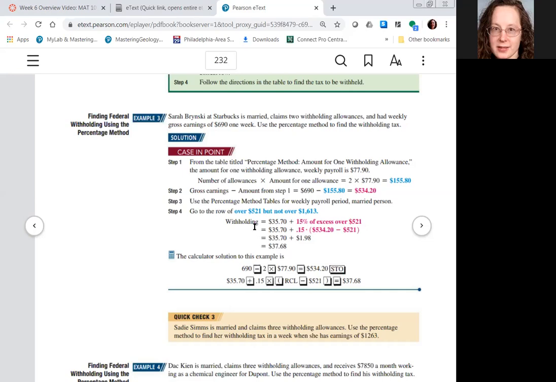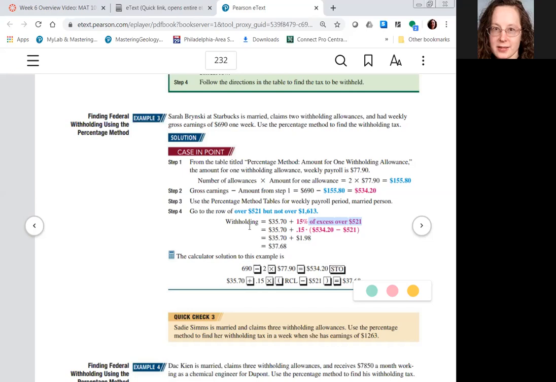Notice that these little words in here, like 15% of the excess over, those are also the headers in the table. So when you're doing these, pay attention to those headers in the tables. That's my tip for you. The headers in the tables describe the computation process. Once you identify the correct portion of the table to read, based on how the person files, then you will read the headings and organize the computation as shown right here.